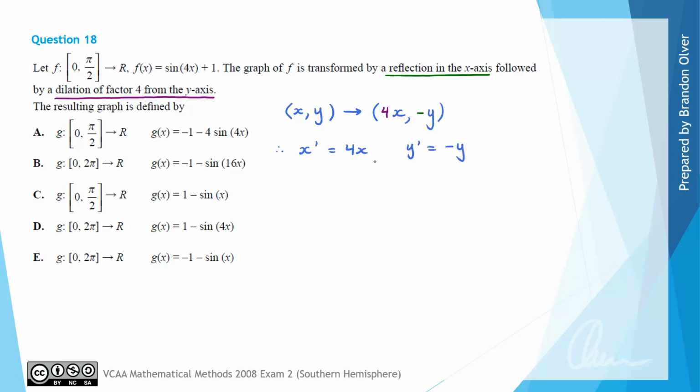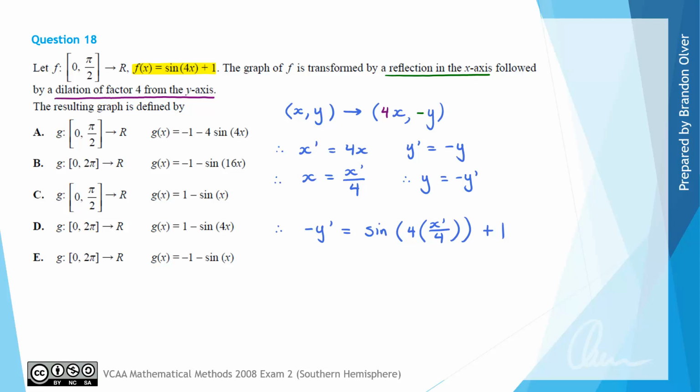We now want to solve these for the non-dash term. For the first one, I'm going to get x by itself by dividing by 4, so we get x is equal to x dash over 4. And y dash equals negative y can just be rearranged so that y is equal to negative y dash. Next, we need to look back to our original rule, which is f of x equals sine of 4x plus 1. Wherever there's a y, or in this case f of x, we're going to put negative y dash. So we're going to have negative y dash is equal to sine of 4x, but instead of x, we're going to put x dash over 4 in its place, and then there's still going to be a plus 1 at the end of that rule.